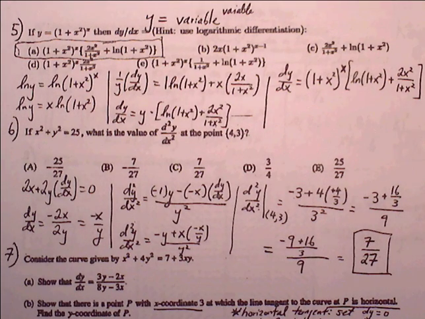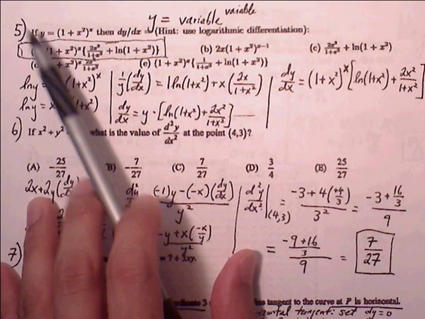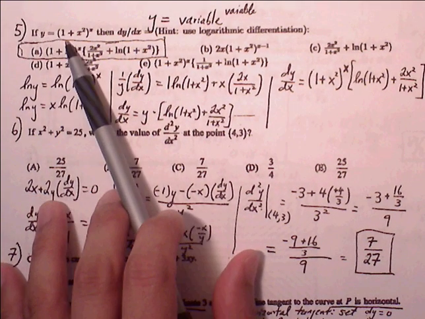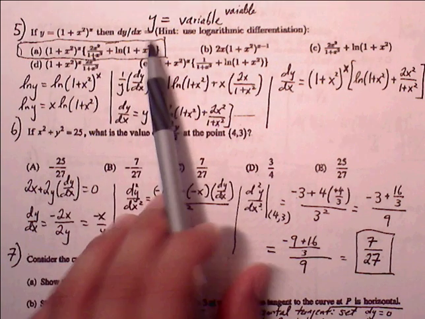We're continuing with the back page of AP Exam Review Worksheet 3. Look at number 5 here. If y is equal to (1 plus x squared) raised to the x power, then dy dx equals.